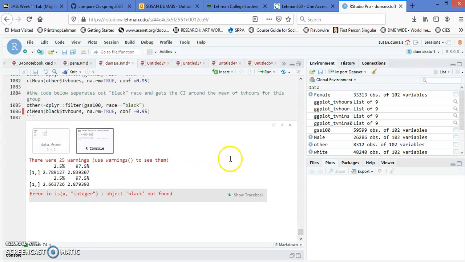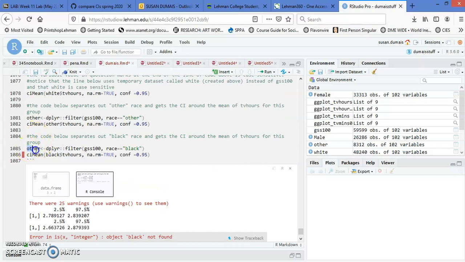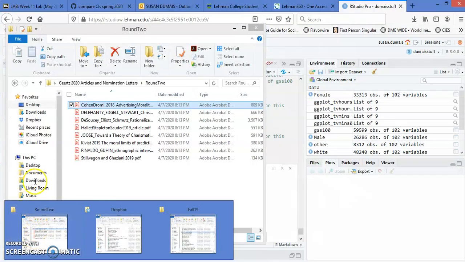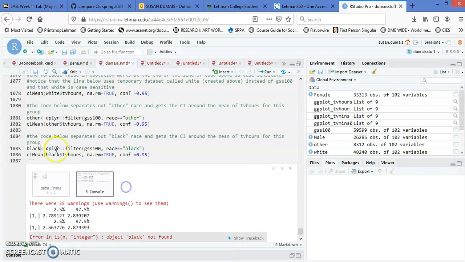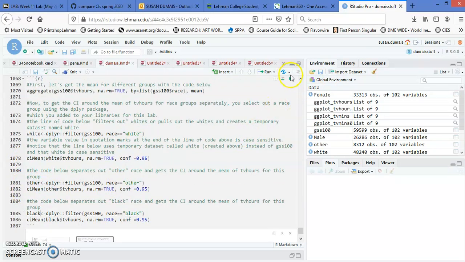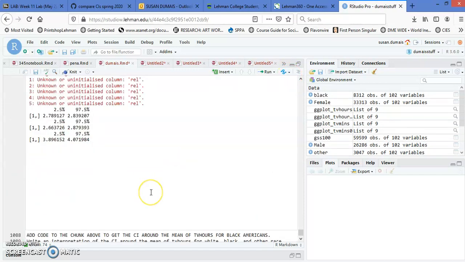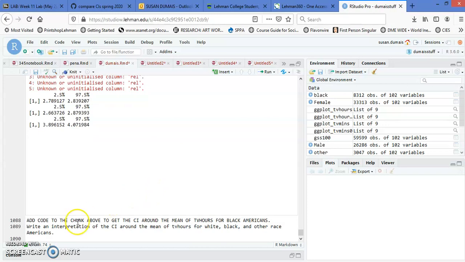Okay. What did it not like? Oh, I see why. I had to specify that this group is called Black. Okay, so in this case, I mistakenly didn't replace that. It was other. So you're making sure you're pulling out whites by using white, other by using other, and Black by using Black, and then getting the confidence intervals for each group. Okay, here we go. Okay, so what is an interpretation here about the confidence intervals?